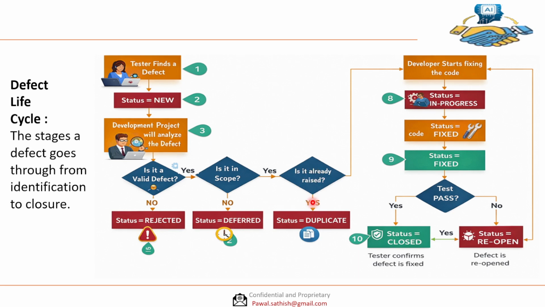Okay, is it already raised? If it is a yes, then the status is changed to duplicate. And once it is assigned to the dev team, the status is moved to in progress. Once the dev team fixes the defect, then change the status to fixed. Once it is fixed, it's deployed to QA, then QA verifies, and if it's passed, then we mark it as closed. If no, again we'll reopen and assign it back to the development team or the respective developer. So this is the defect life cycle.